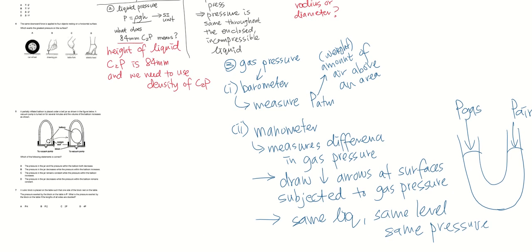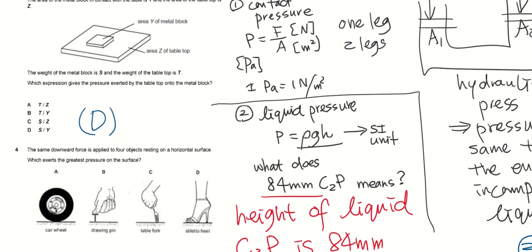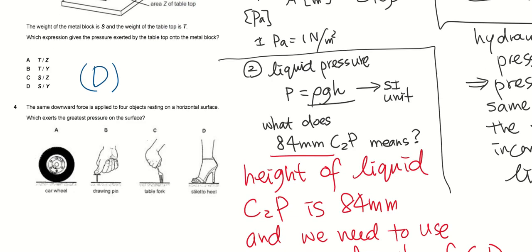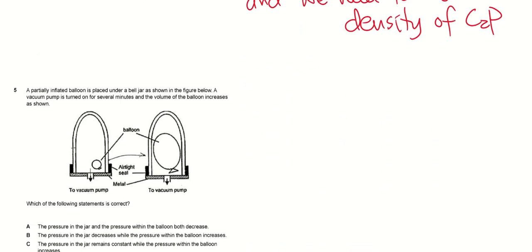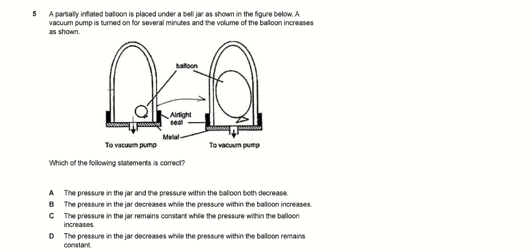In the video, answer is D. Because the metal block exerts a force of S and the area in contact is Y. Okay, so it must be S over Y. Okay, now question 5. Question 5 is a little bit hard.